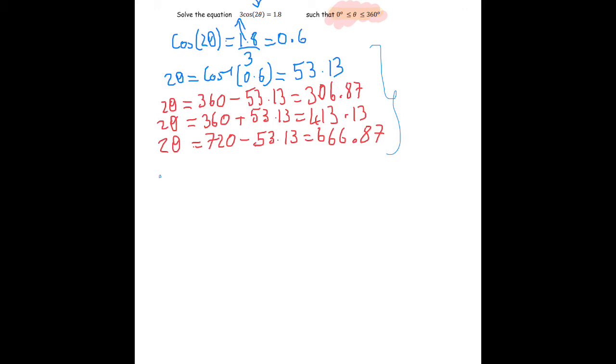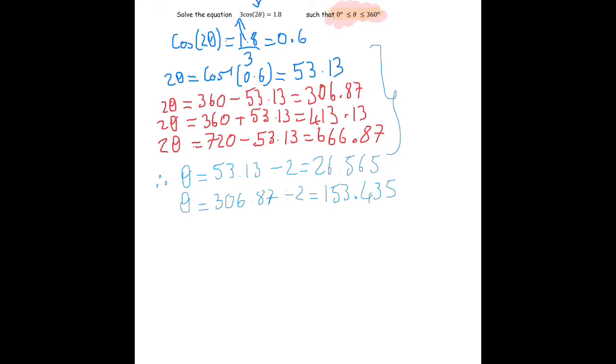So I will now need to divide them all by 2. So I can do 53.13 divided by 2, which is 26.565 degrees. Or the 306.87 divided by 2, which gives me 153.435.